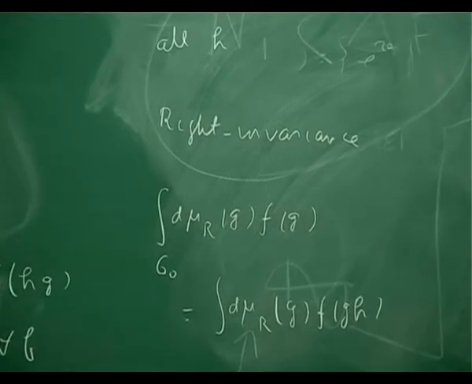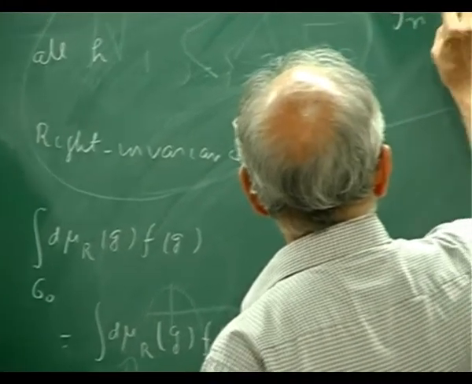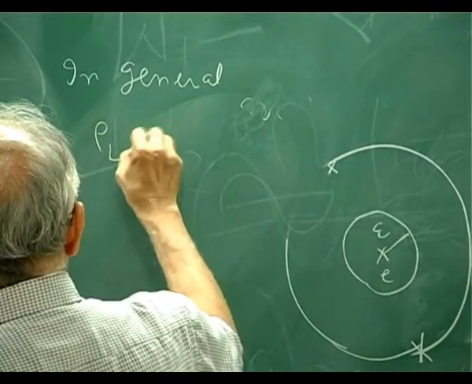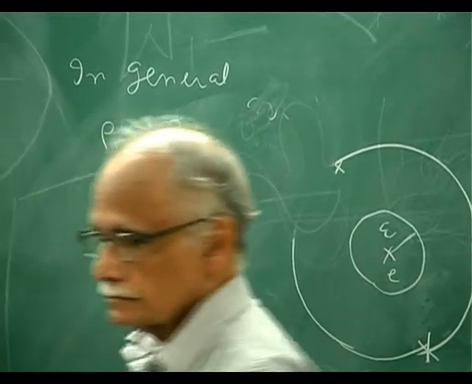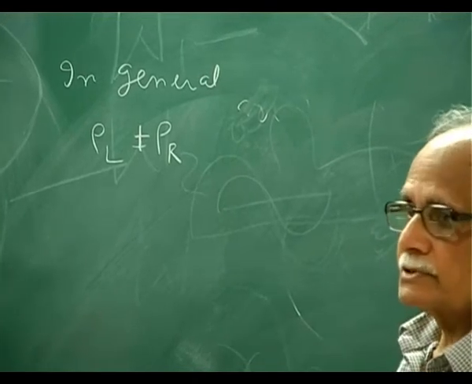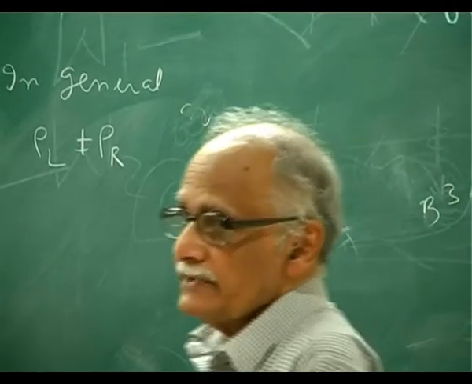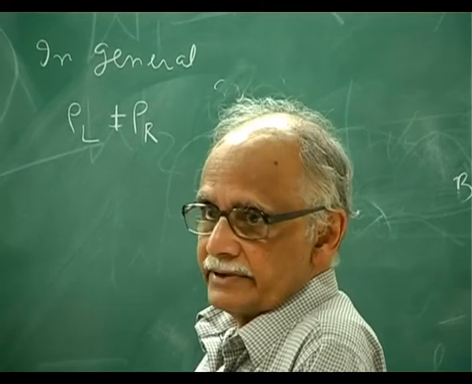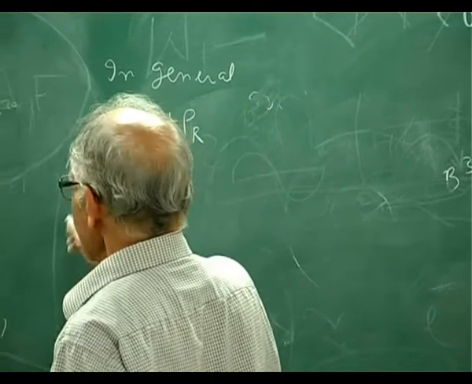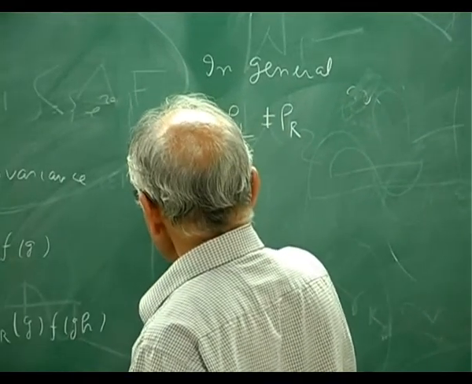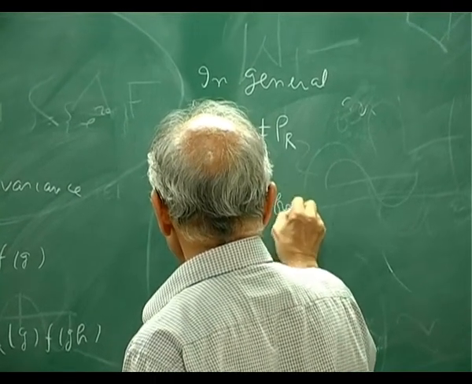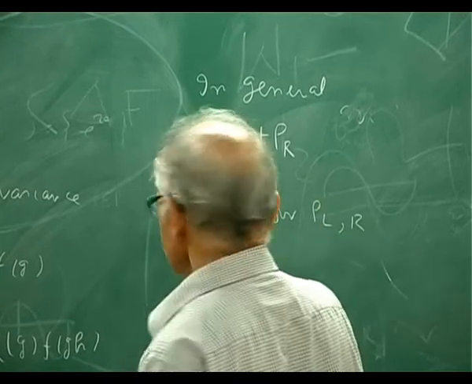In general, rho L is not equal to rho R, but they exist for a very large class of groups. In the cases we consider, they will in fact be equal. I will tell you the conditions where they are equal. So what is the formula? I will give you a formula for rho L and rho R.